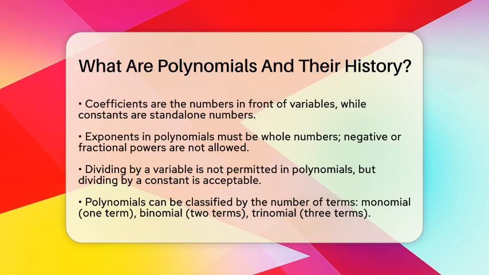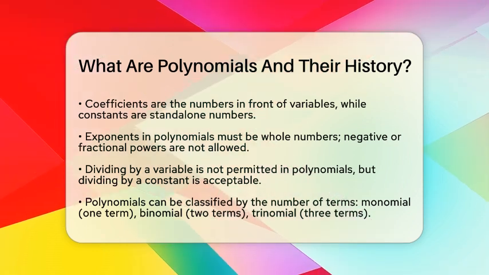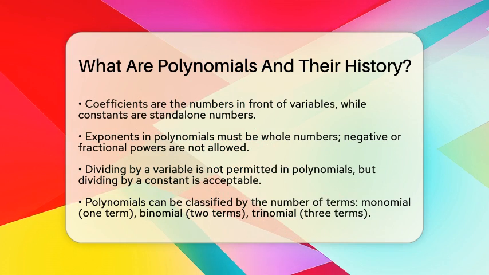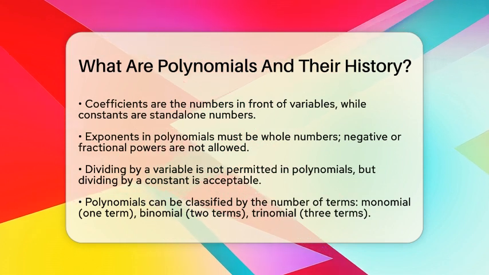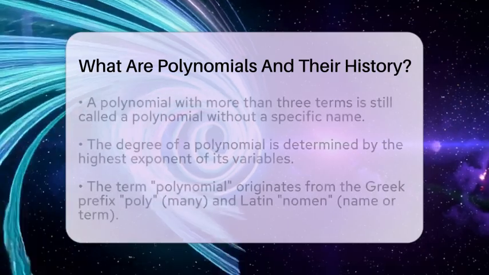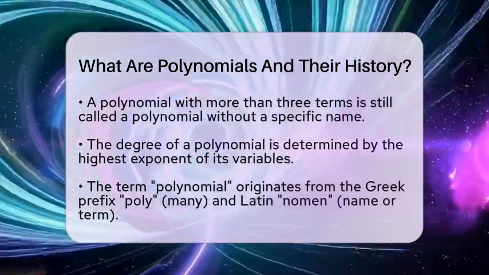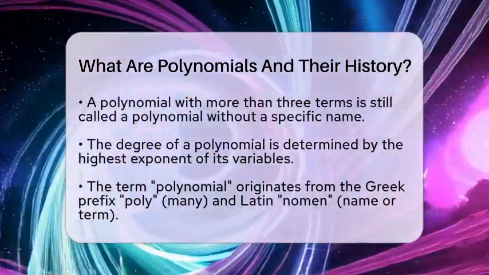Now let's talk about the history of polynomials. The term polynomial comes from the Greek prefix poly, which means many, and the Latin root nomen, meaning name or term. This reflects that polynomials are sums of many terms.